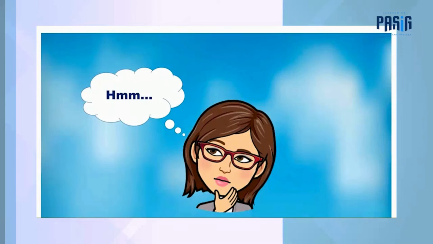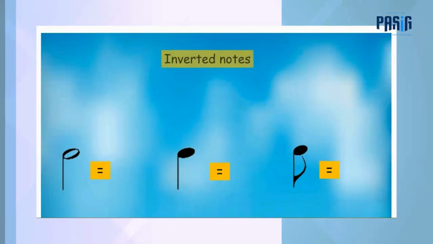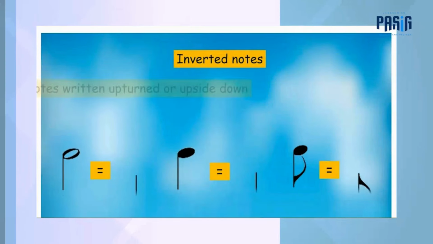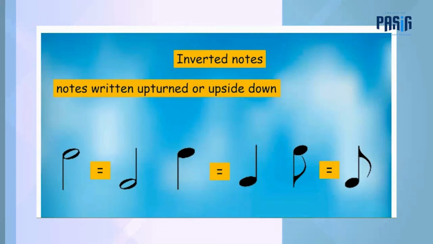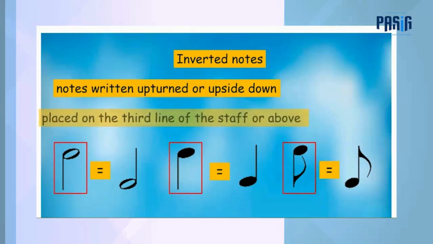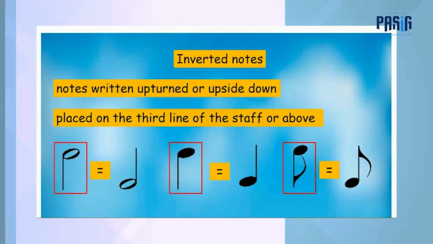In any music score, you will notice the notes that are used in it. Some use inverted notes. They are the notes written upturned or upside down to avoid placing most of their parts outside the staff. Look at the inverted images of half note, quarter note, and eighth note. They are placed on the third line of the staff or above, as seen in the examples below.